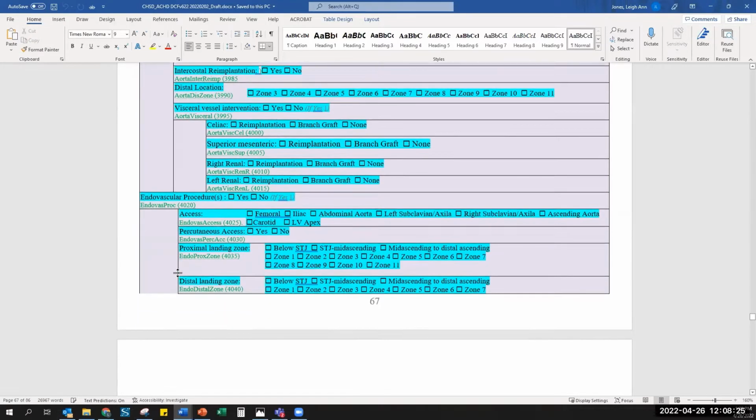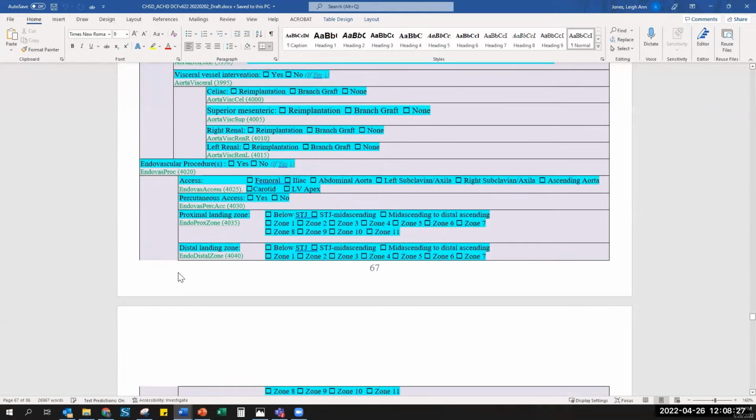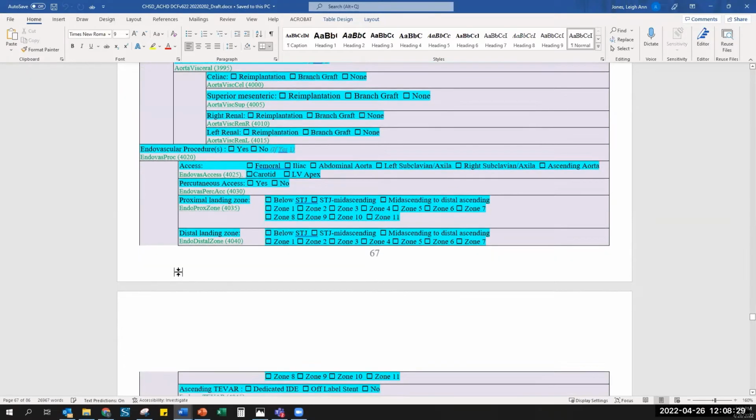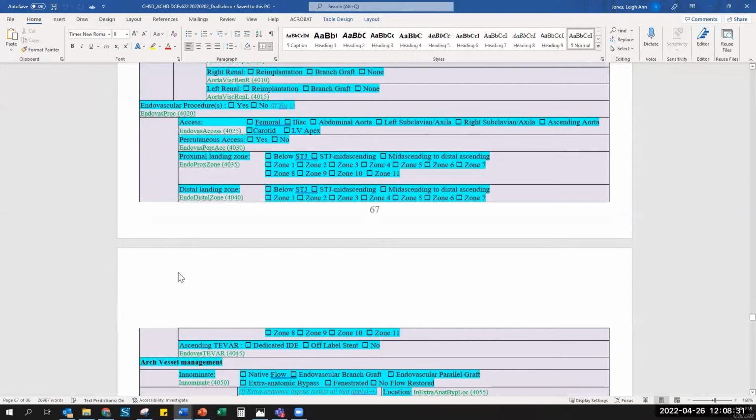I'm not sure again how that would work for you guys, but I'm assuming it would be the same concept. We do not include EVARs, so if it's a standalone endovascular, just an abdominal procedure, those don't go in. So we're basically looking for thoracic aortic procedures that are done endovascularly in this section.